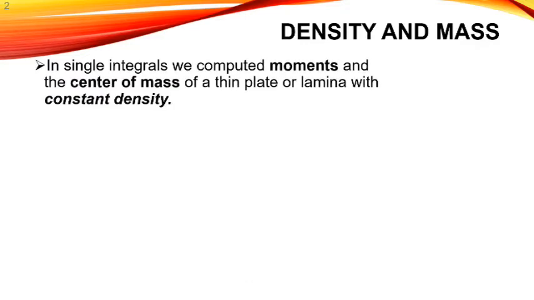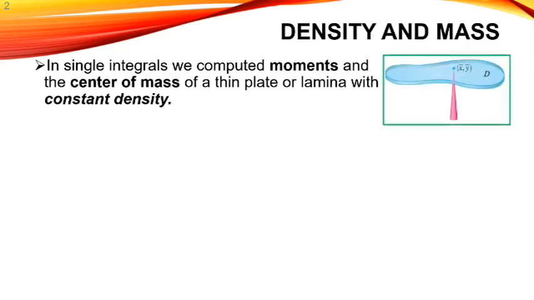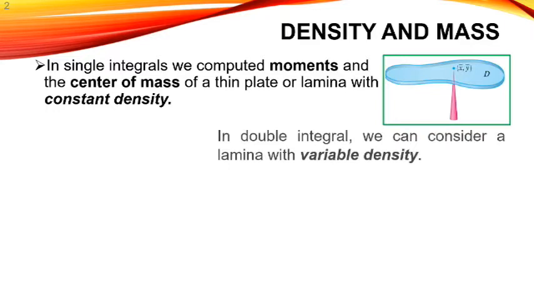So in single integrals, we have computed moments and the center of mass of a thin plate or lamina with constant density. So given yung thin plate with constant density, so meaning in every place or location nung thin plate na yon ay equal yung density. So kung gaano ka-dense yung isang point, yun din ka-dense yung iba pang point. But in double integral, we can consider a lamina with variable density. So meaning nag-iiba-iba yung sabi nating denseness noong every point.